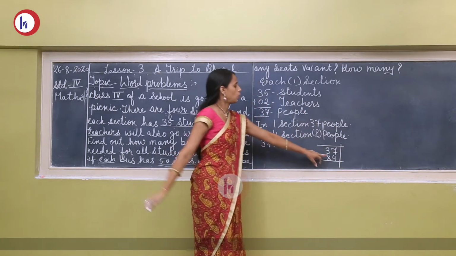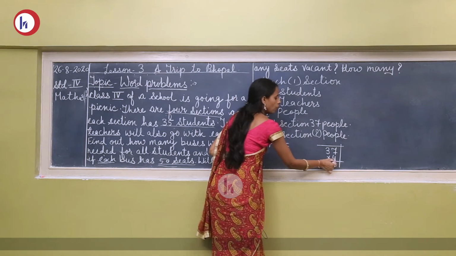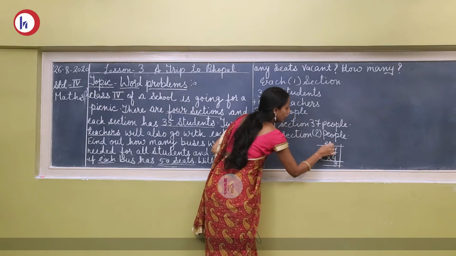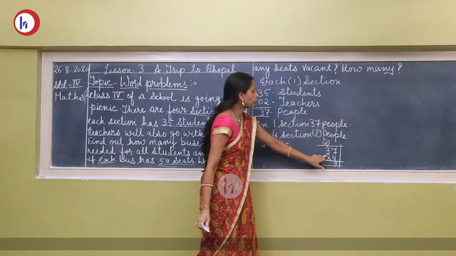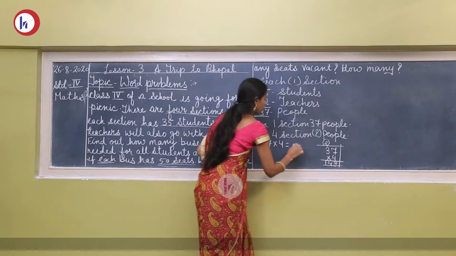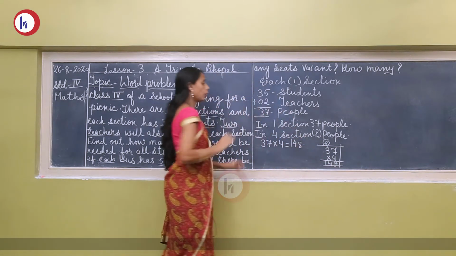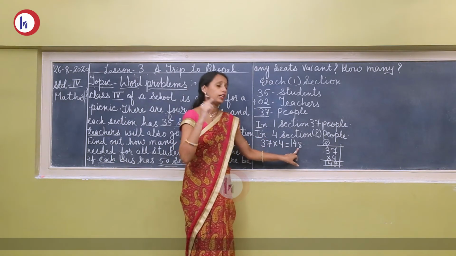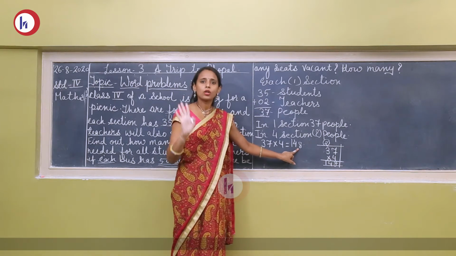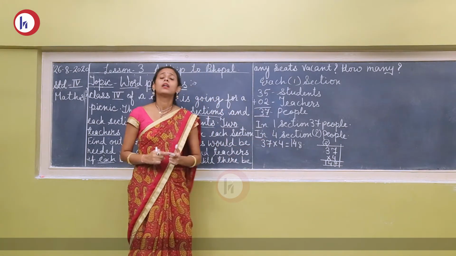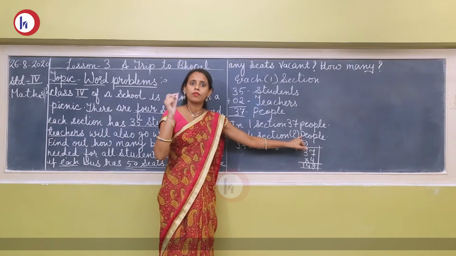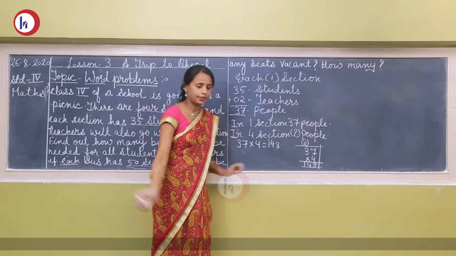Now here is only 1 digit, so start from 4. 4 sevens are 28. 8 will be here and 2 will be carried forward. Now 4 threes are 12. 12 plus 2 is 14. So 148. Here we know that 148 students and teachers in total will go in all 4 sections. So 148 people, that means we will need 148 seats.